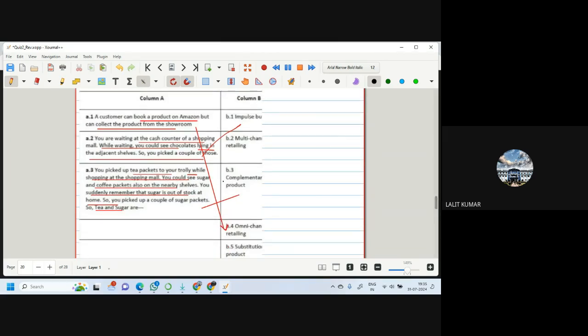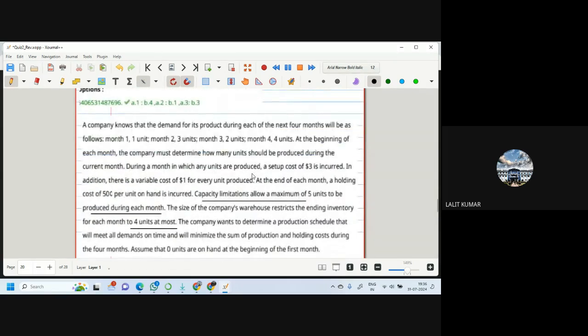This is a question again on omni-channel retailing, impulsive. Impulsive means that I'm in a shop, I see something, I purchase it. I'm online, I'm doing something, I see something, purchase it. So that is impulsive. Whereas complementary means I go for tea and I see some biscuits there, I purchase biscuits, or I see I have to purchase sugar. So that is complementary. Omni-channel, I order online, pick up at store. So that is omni-channel. For example, Reliance, now these days they are doing.